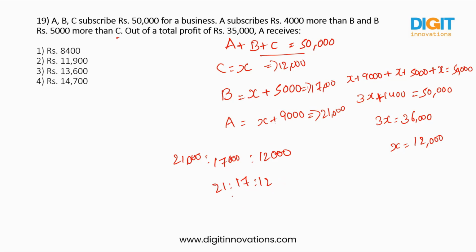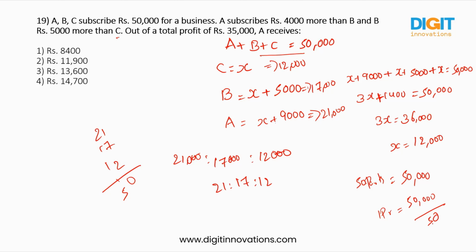Okay. So how much is the total of 21, 17, and 12? It is a total of 50. And total 50 parts equal to 50,000. So one part would be 1,000.